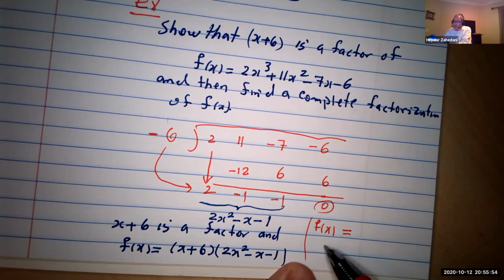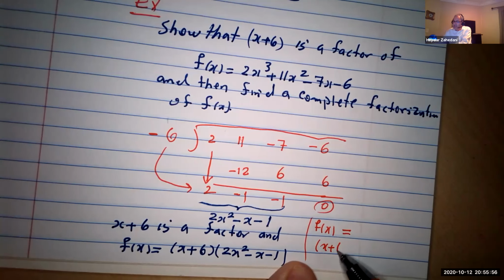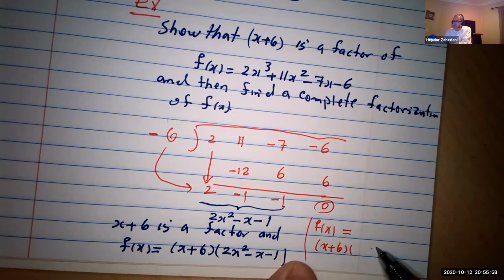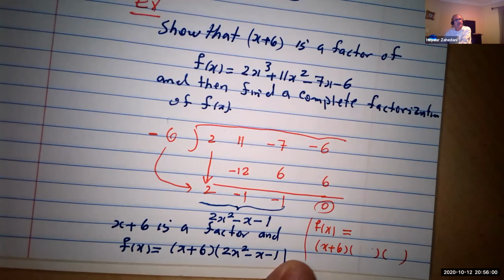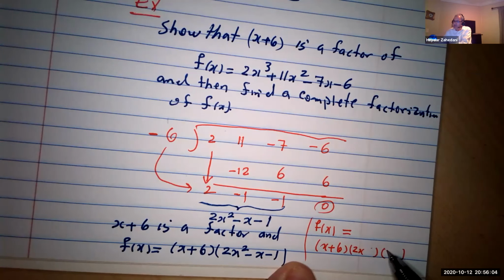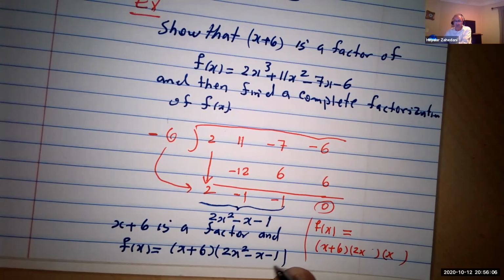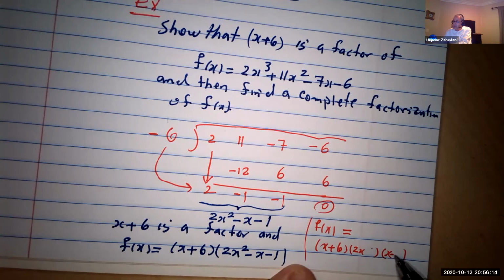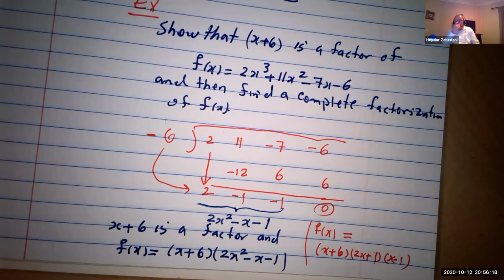So your complete factorization: f of x is equal to the x plus 6, and then factoring the trinomial, we put the 2x and the x here. You need two numbers with a product of 1. You can check it. This is going to be -1 and positive 1.